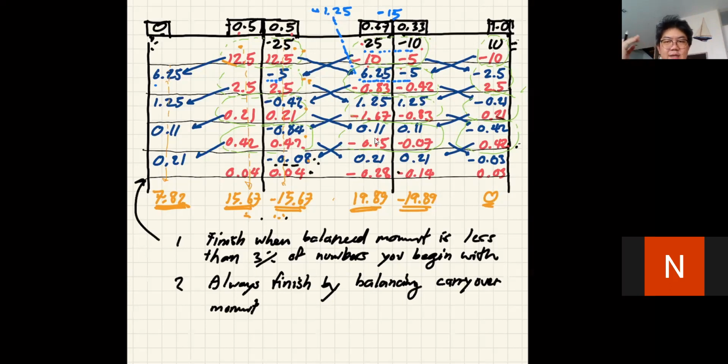Because as a civil engineer, you should know that your equilibrium must always be satisfied. So when you carry the new moment over to the joint, you don't balance them. That means you leave your structure unbalanced, and you don't have your equilibrium. Okay, so you would always finish your cycle.